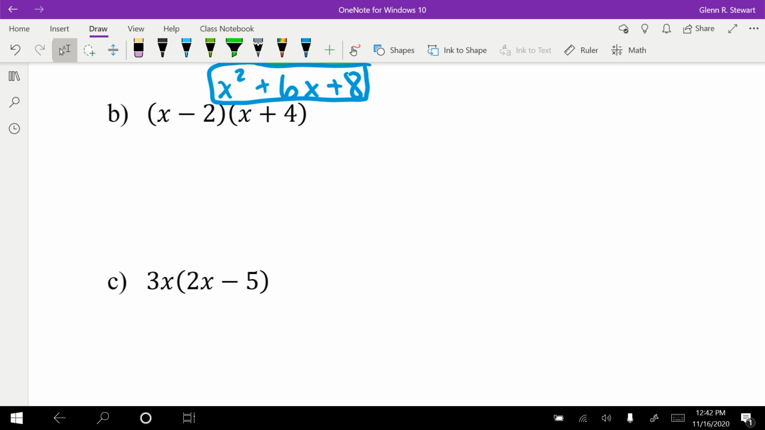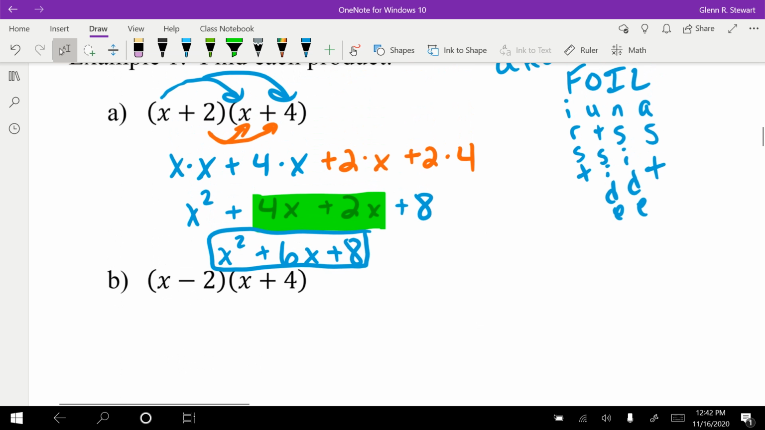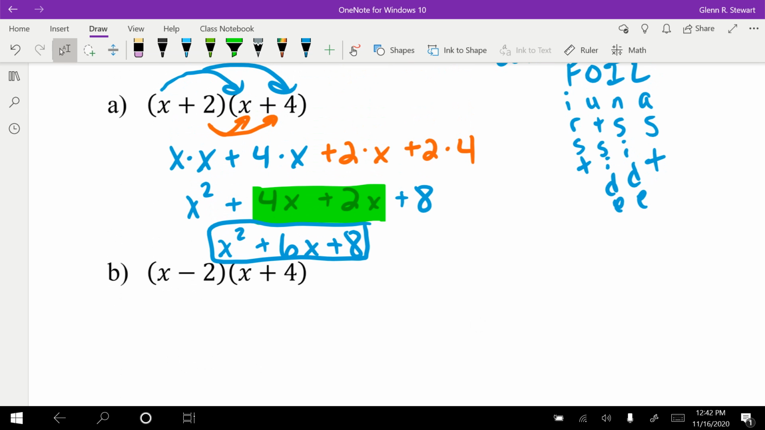Try letter B on your own. Use these notes that I'm giving you, and try letter B on your own. See if you can do it. Take a minute to try and use that double distribution method.